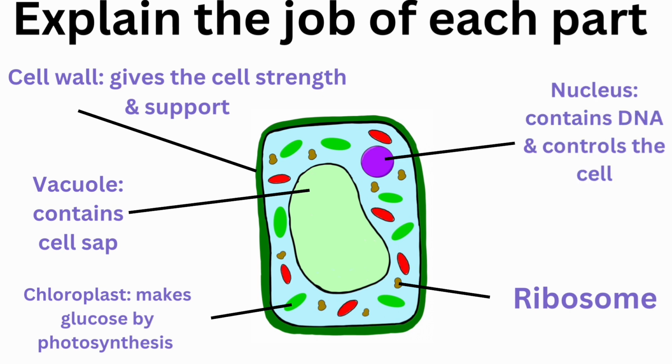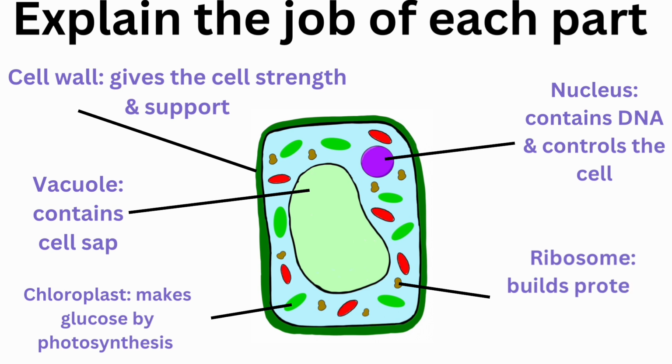And you also can get a mark if you said it contains genetic material or it contains DNA. So ideally, you would say it controls the cell and it contains DNA or contains genetic material. And then finally, the ribosome's job is to build proteins for the cell, and it does it through a process called protein synthesis. So 1 mark for proteins, 1 mark for protein synthesis.